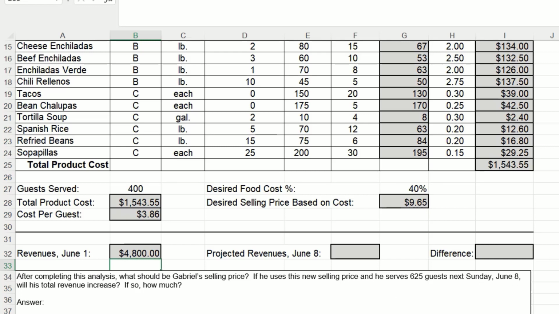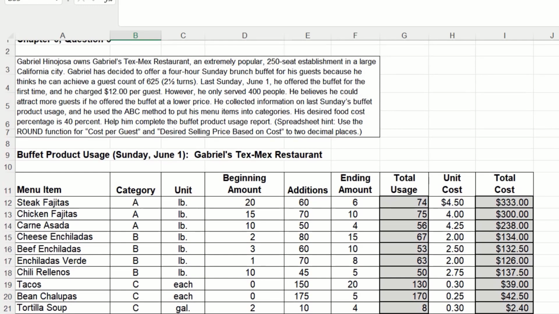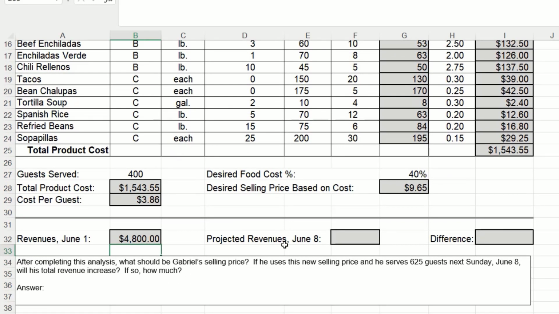All right, so June 8th, he wants to increase his guest count, right? We want to see if we can get 625 guests in. All right, so let's say he gets those 625 guests, and we know that he can charge $9.65. That's the lowest he can charge if he wants to maintain that food cost. So if we charge the $9.65, okay, his projected revenues could be $6,029.49 if he hits that 625 guest mark.